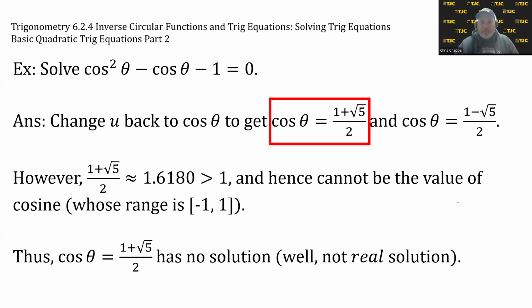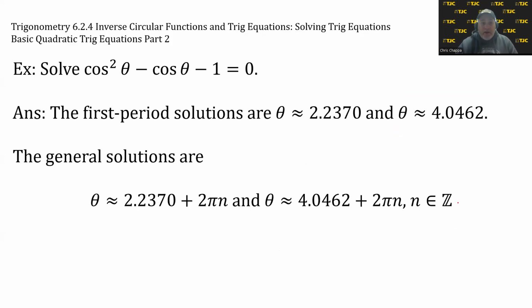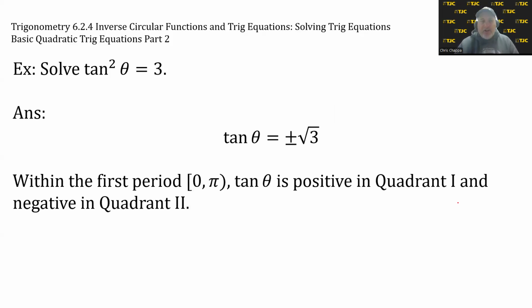1 plus square root of 5 over 2 is bigger than 1. It's outside of the range of cosine, so that equation had no solution. 1 minus square root of 5 over 2 was in the range, but it was negative, and so we had to follow accordingly. And then when we did this one, we didn't have to factor or use the quadratic formula, because we just had the single squared trig function. Isolate it, which in this case only took the one move of square rooting both sides, and then attack both of them similarly.